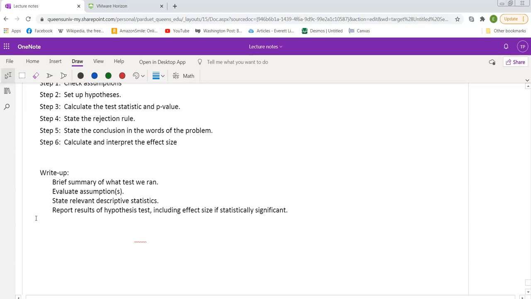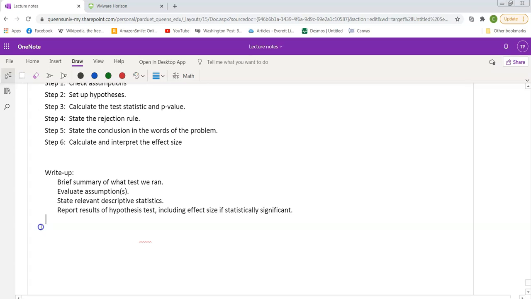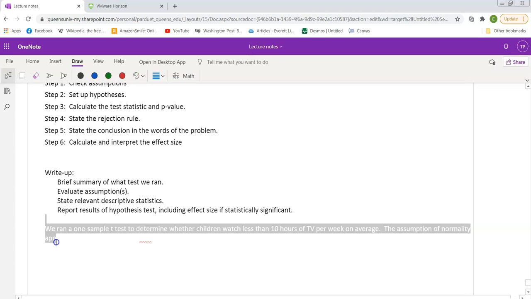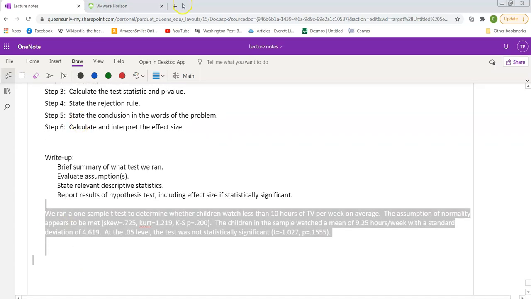So I wrote up a sample write-up just to show you what this looks like. I don't want you to write this down word for word, because I don't want you to use it word for word and just change a couple of numbers here and there. I wrote this so that you could get an idea of what this might look like.